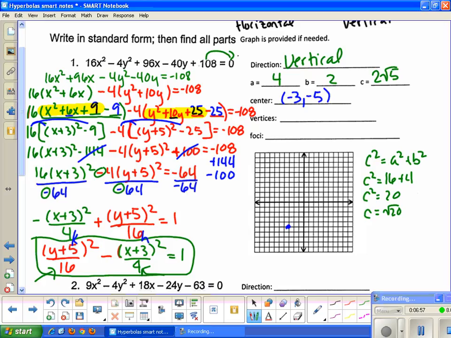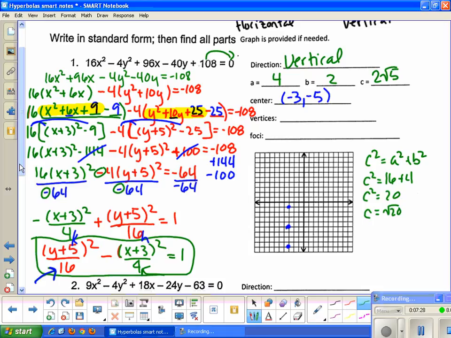Now remember we talked about this, now I need to draw my box. How do I know which direction to go? Look at your numerator. That's going to tell you. So here we have the 16 underneath the y, and so the a value we know for that is 4. So that means I'm going to go up 4 and I'm going to count down 4, which would be here and here. So that's going to be the outline of my box that I'm going to draw that we talked about.